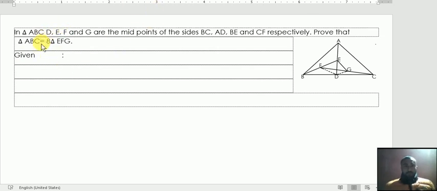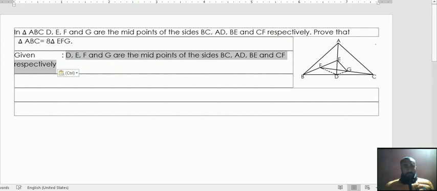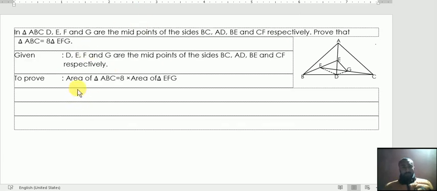So the given conditions are, in triangle ABC, D, E, F and G are the midpoints of sides BC, AD, BE and CF. So let me write it here. Here we need to prove the area of triangle ABC is equal to 8 times the area of triangle EFG.